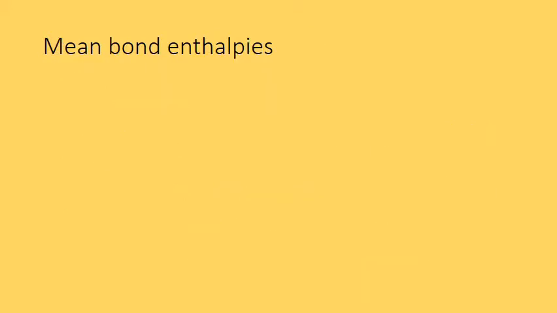So now you know what bond enthalpy is. It's just the energy required to break a bond. But what about mean bond enthalpies? Well, that is just the average of all the different types of a particular bond. So take the carbon-carbon bond, for example. You've got a carbon-carbon bond in methane, you've got a carbon-carbon bond in all the alkanes.